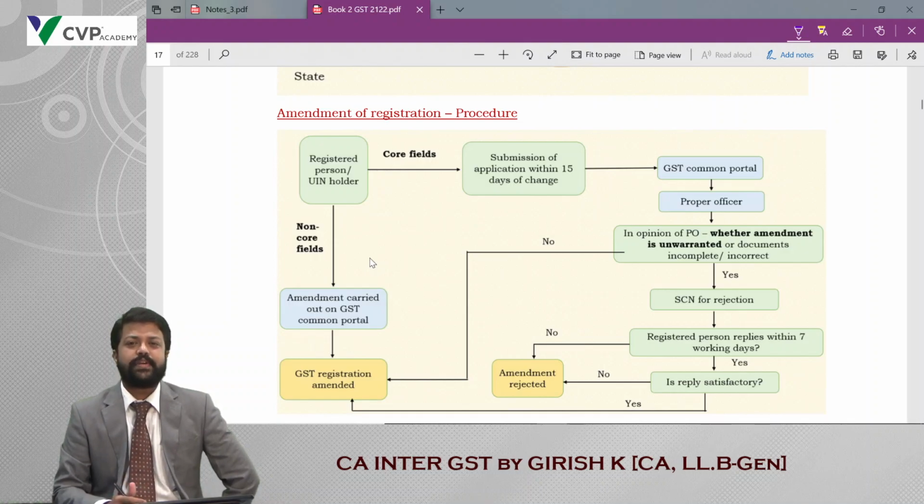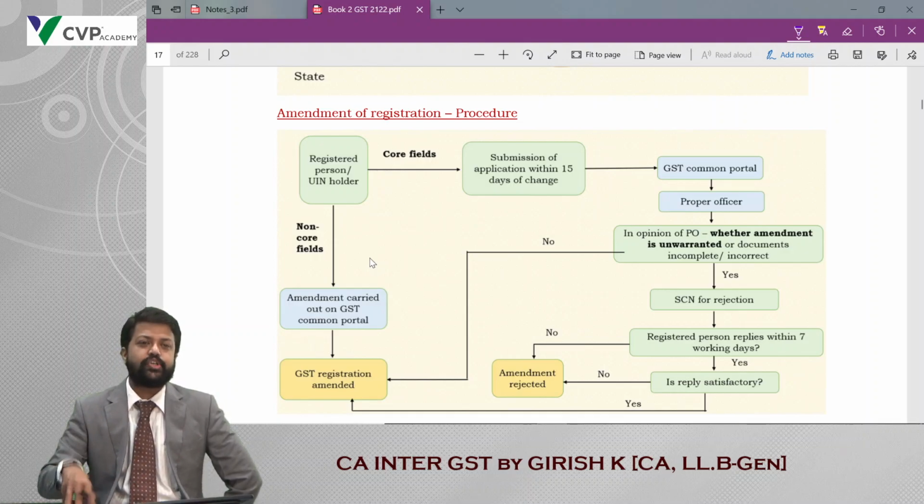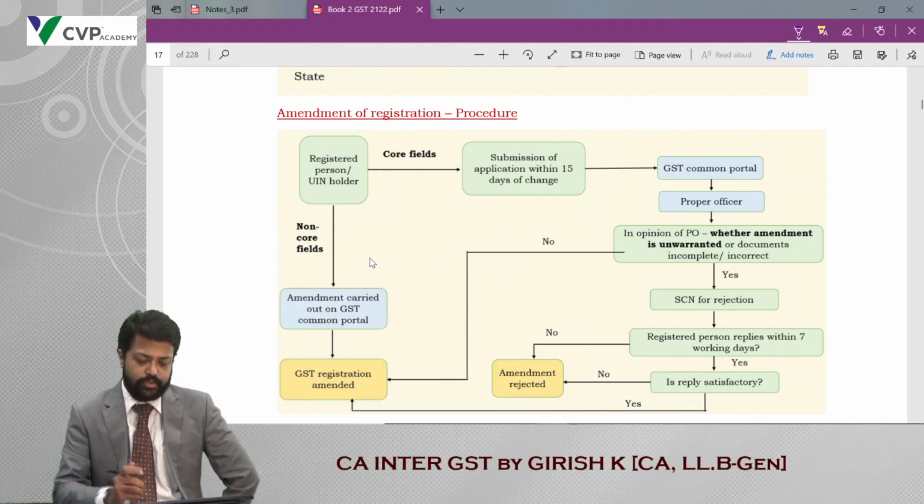So the process is very, very simple. Just remove the old number, put the additional number, and the GST registration is amended then and there itself. But for core fields registration, as I told you, the procedure needs authentication by the authorities. So how is the procedure?